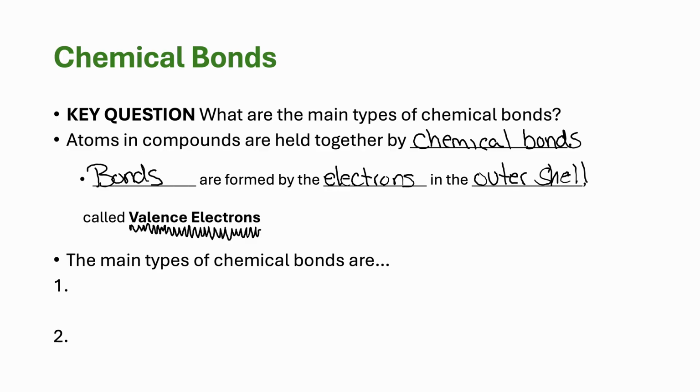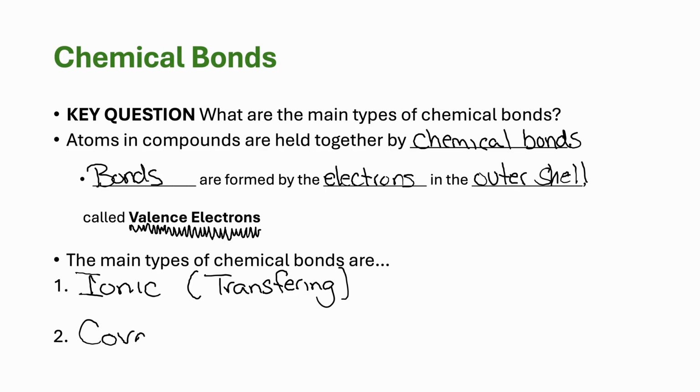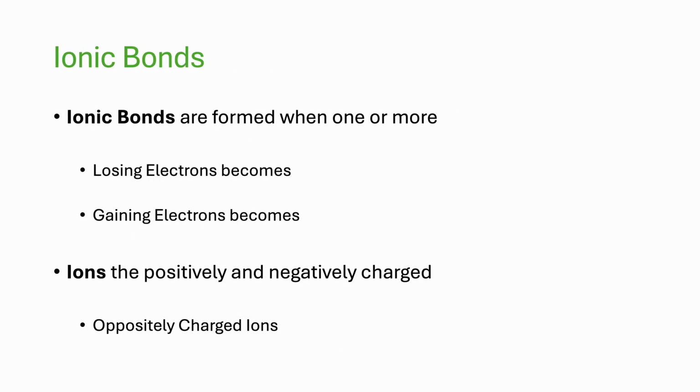So there are two main types of chemical bonds. We have ionic bonds, which is where electrons are transferred from one atom to another, and it creates charged particles or ions. And then we also have covalent bonds, and covalent bonds are when electrons are shared between the two atoms to form the bond. We're going to talk about each one of these a little bit more in depth.